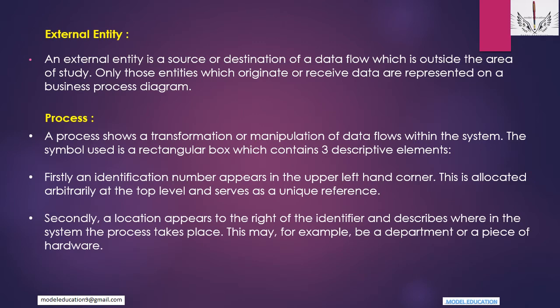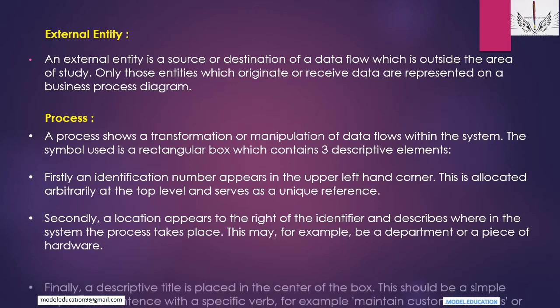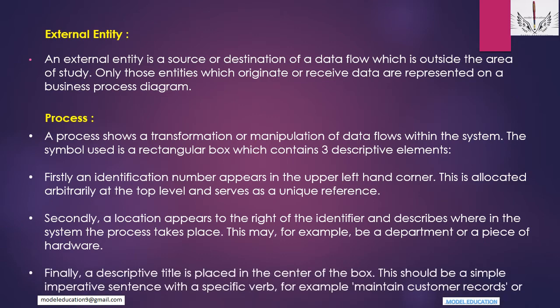Secondly, a location appears to the right of the identifier and describes where in the system the process takes place. This may, for example, be a department or a piece of hardware. Finally, a descriptive title is placed in the center of the box. This should be a simple imperative sentence with a specific verb. For example, mention customer record or find drivers.